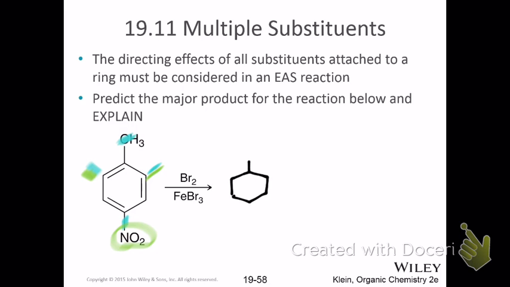will have CH3 at the top, nitro group at the bottom, and a bromine ortho to the methyl group and meta to the nitro group. So in this case, it worked out well because they worked together.